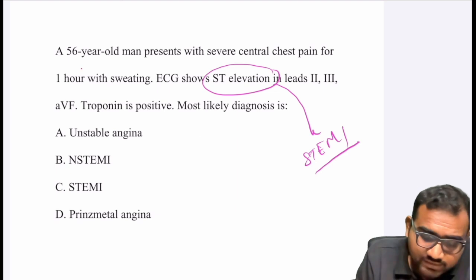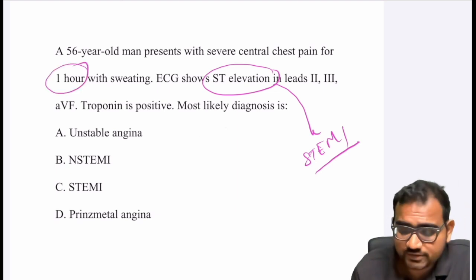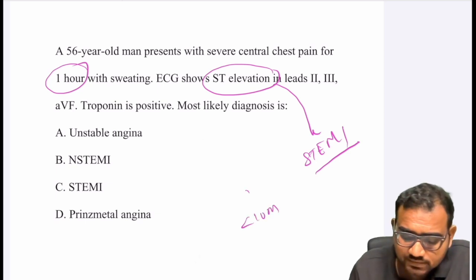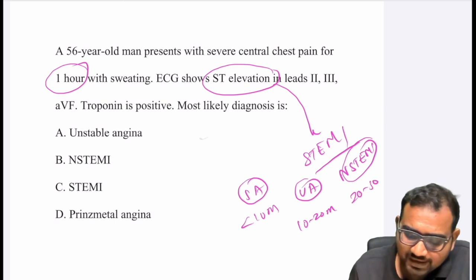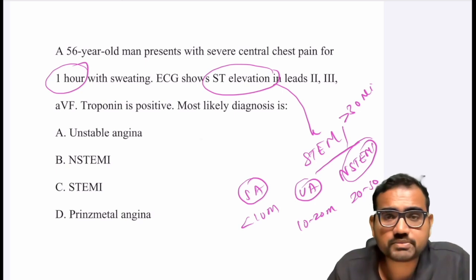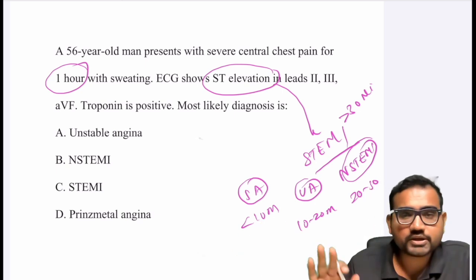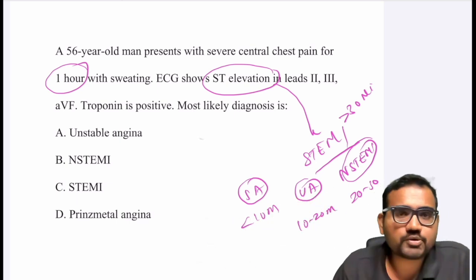See, the chest pain is for 1 hour. If it is a stable angina, it will be less than 10 minutes. If it is an unstable angina, it will be 10 to 20 minutes. If it is a non-ST segment elevated myocardial infarction, it will last from 20 to 30 minutes. And if it is an ST segment elevated myocardial infarction, the chest pain will be more than 30 minutes. So again, 1 hour is more than 30 minutes. ST elevation indicates the ST elevated myocardial infarction.